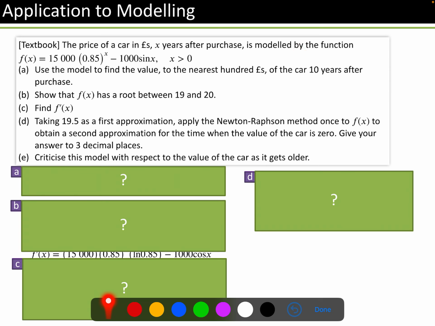It's given by this function: 15,000 times 0.85 to the power of x, minus 1,000 sine x. x has to be greater than 0. Why would this be? Well, x is years, so we can't have negative years.